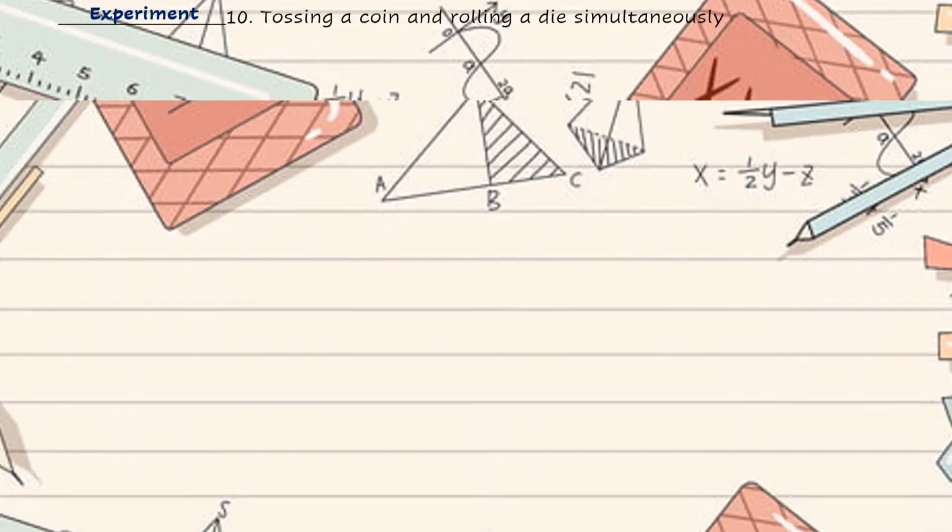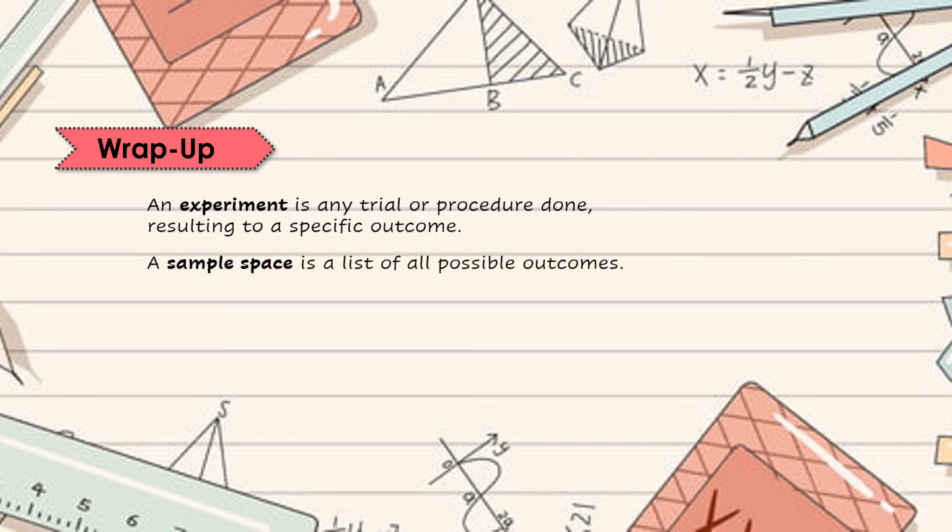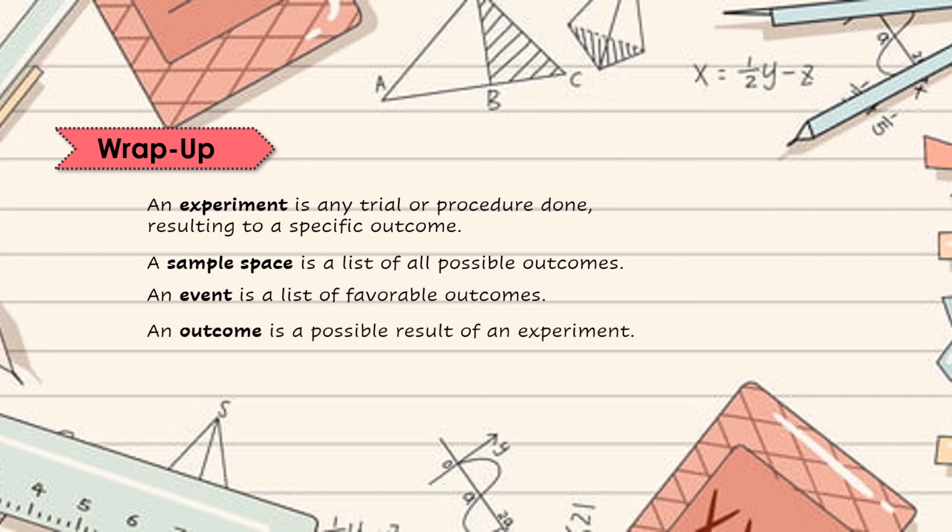So to wrap up, experiment is any trial or procedure done resulting to a specific outcome. Sample space, it is the complete list of possible outcomes. And an event is a list of favorable outcomes. Outcome is a possible result of an experiment. So, yung pinakaiba ni outcome at sample space, kay sample space po ay nakaset form. Tatandaan niyo na ay nakaset form.